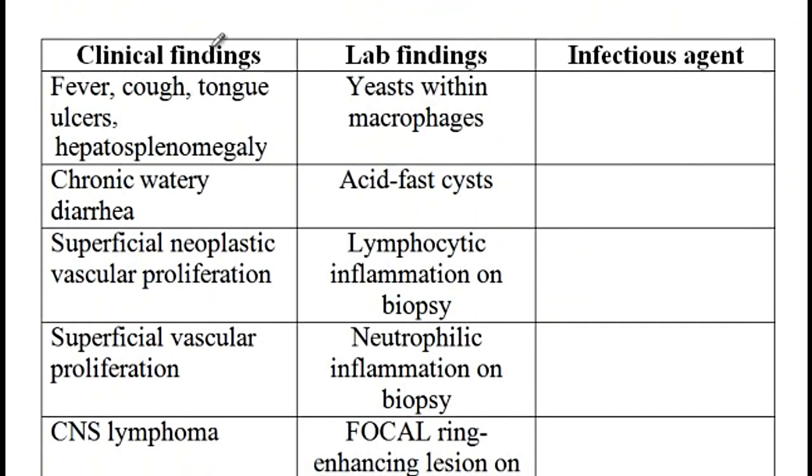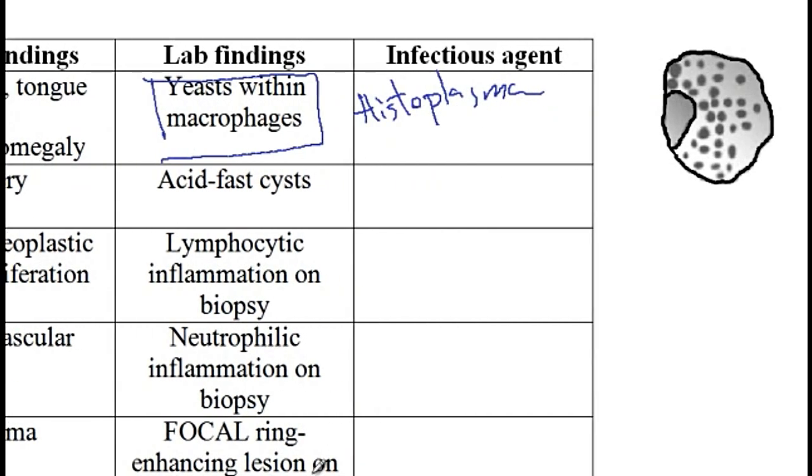Next, I would like to go over the infections that are more commonly seen in HIV patients. So here I have the clinical findings and the lab findings, and then we would like to know what is the infectious agent. So if the patient presents with fever, cough, tongue ulcers, and hepatosplenomegaly, and the lab findings show yeast within the macrophages, then it's a histoplasma infection. So here is an example of a macrophage, and there are yeasts that are inside the macrophage. These are all the histoplasma that are engulfed by the macrophage.